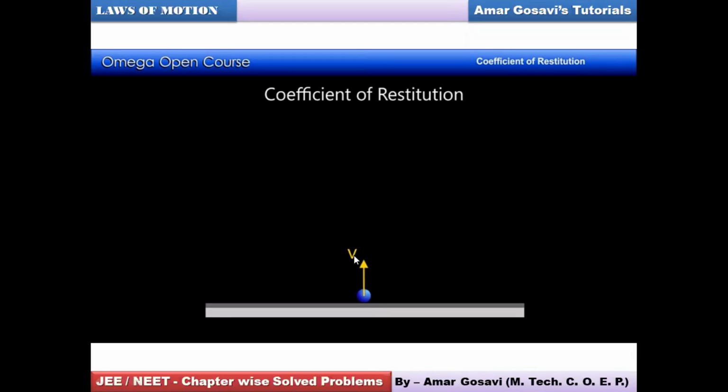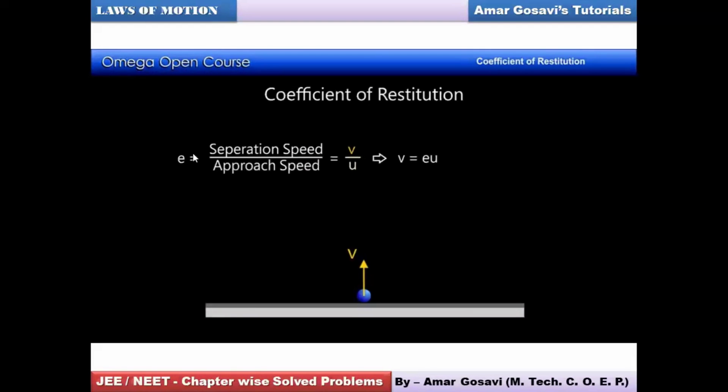So V stands for relative velocity of separation, and U stands for relative velocity of approach. When I am talking about approach, it means the things prior to collision. When I am talking about separation, it means things after collision. And the ratio of these two relative speeds will give us the coefficient of restitution as per our definition. So when I put it in the form of an equation, the separation speed or relative speed of separation is V as per our concept. Similarly, relative speed of approach will be U.